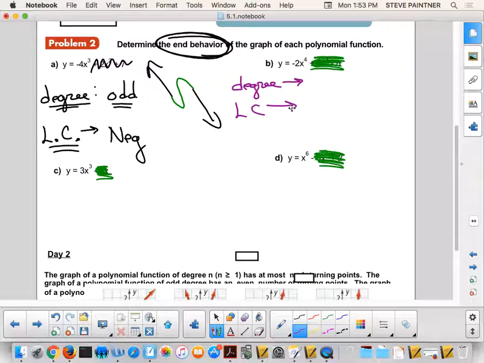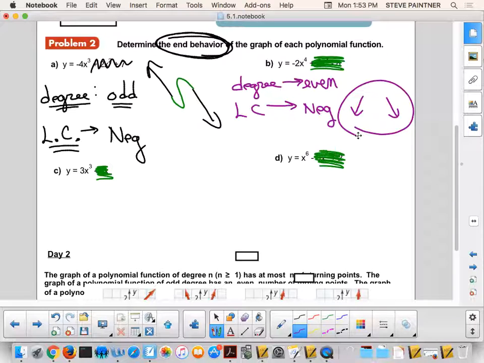Travis, degree of this one is what? Even. And leading coefficient, positive or negative? Negative. So even acts like this or this. Down on the left, down on the right, done.